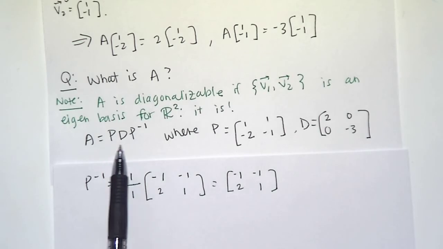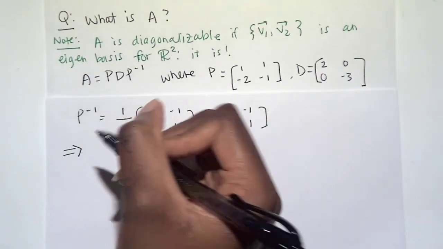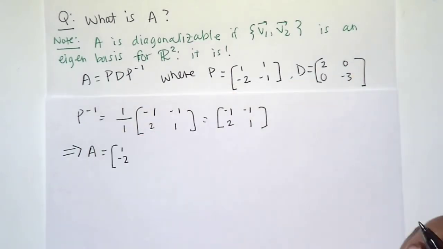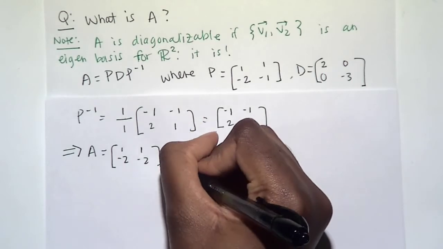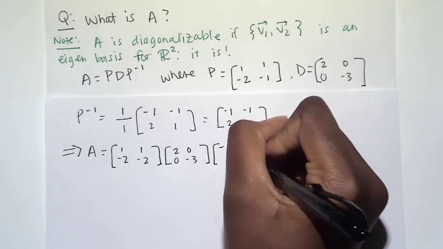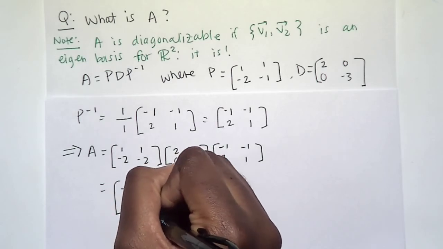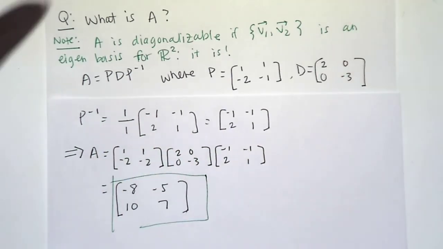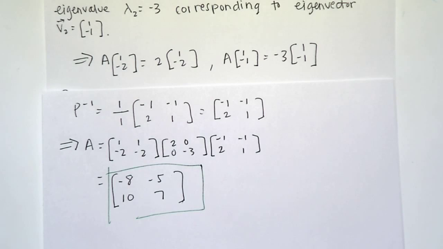So now finding A is just multiplying these three matrices. A is going to be our matrix P, times our matrix D, times P inverse. When we multiply this all together, we get negative 8, 10, negative 5, 7. This is our matrix A. And you can always check your answer by multiplying A times the eigenvectors. You should get the same things here. All right, so this is our section on diagonalization.